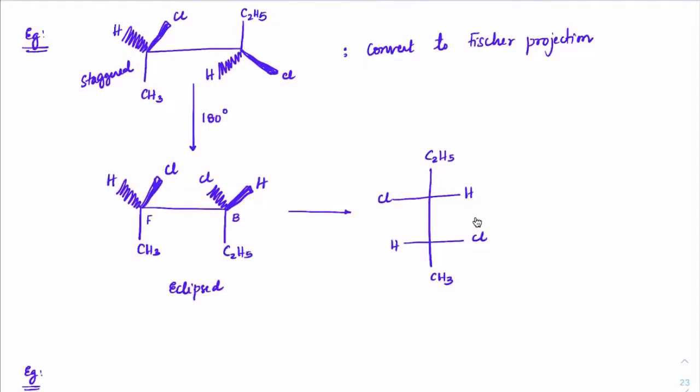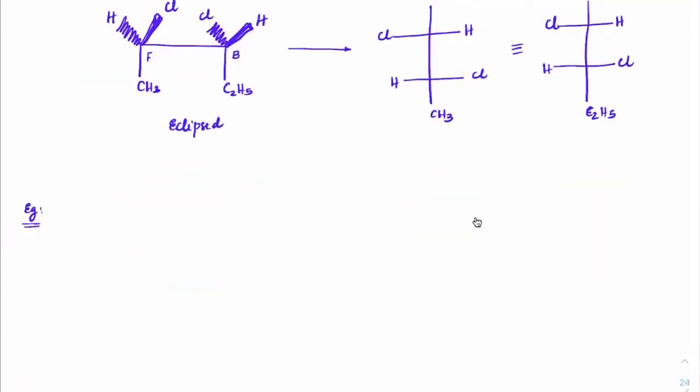As of now, we are not very strict about which has to be on top or bottom. Okay, the same thing you can see if you put it in the same way. What should happen? CH3 will come up, C2H5 will come down here, Cl will be here, H will be here. Sorry, H will be here, Cl will be here, and Cl will be here, H will be here. That's all.